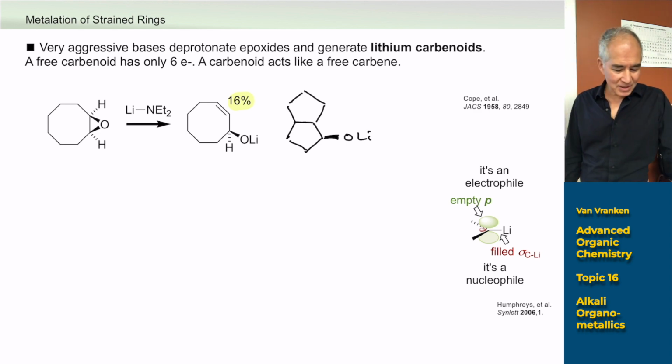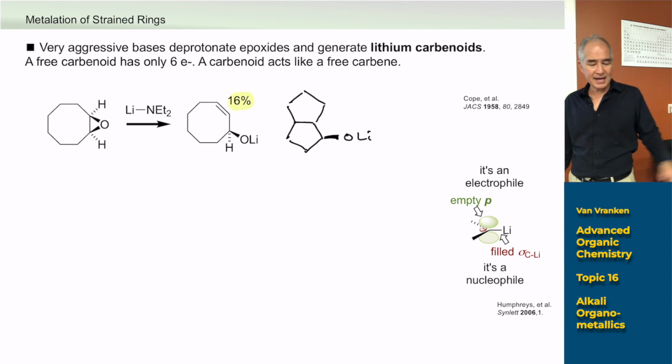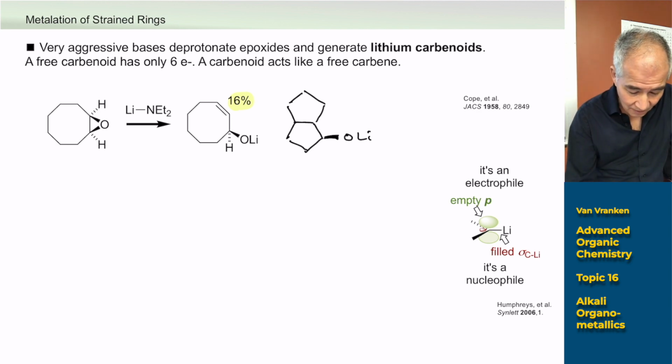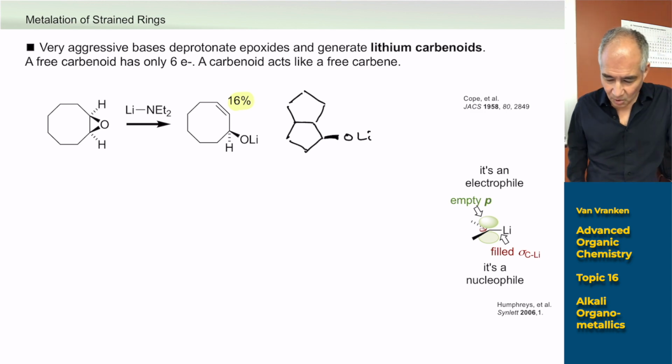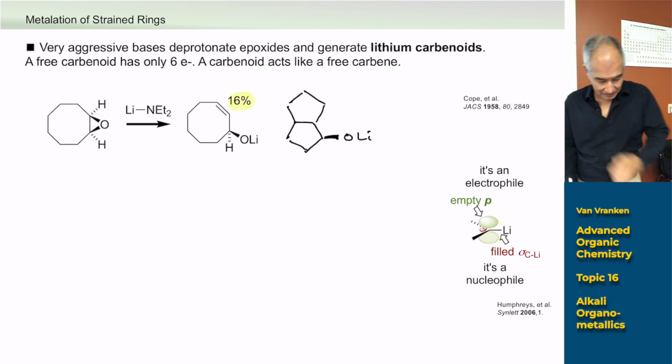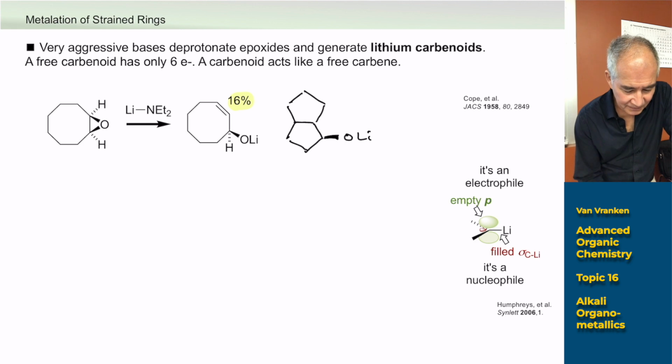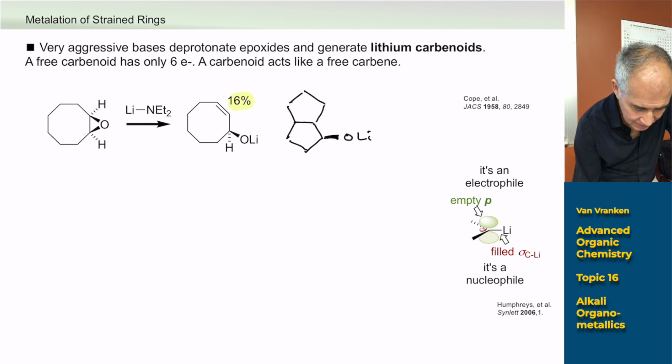So now that you've seen that previous mechanism with the cyclopentane epoxide, you can kind of guess the first step is going to involve some kind of coordination to the epoxide. But instead of deprotonating here, that's only 16% of the product. There must be some other deprotonation that's occurring. So let me go ahead and draw out this bond here.